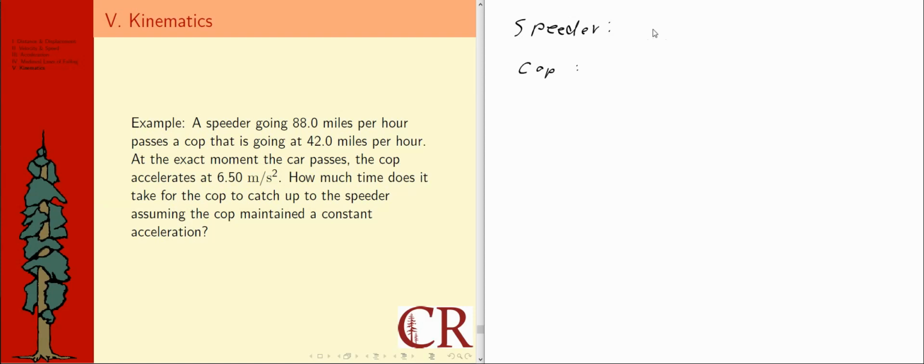Now, the speeder is just going at a constant rate. So I'm going to use an x, maybe x sub s for speeder. x sub s as a function of time, because sometimes I like to use functions from math. The speeder is going at a constant speed that corresponds to 88 miles per hour. So I'm just going to use the rate formula for that, whatever speed that is, and I'm using subscripts to tell the story. I'm using the subscript s to mean speeder.